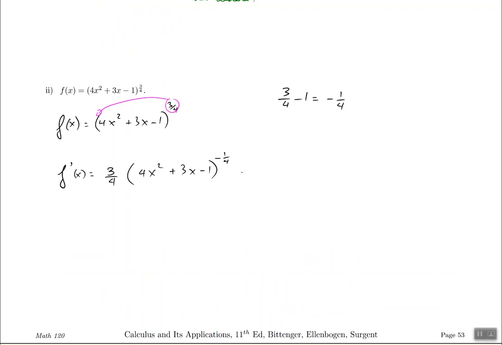Once you're finished, you multiply by the derivative of the inside part. So your base, whatever that was, take the derivative and write it next. So derivative of 4x squared is 8x. Derivative of 3x is 3. Derivative of 1 is nothing. That's it. So again, that represents the derivative of the base, or the inside part, basically. And you're pretty much done. That's the end of the question.